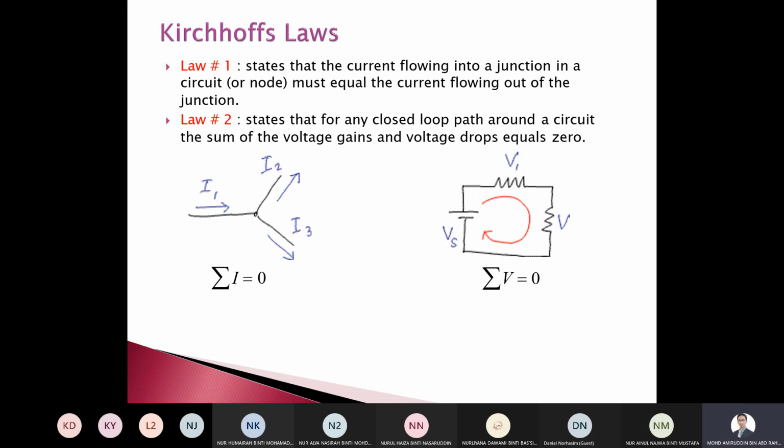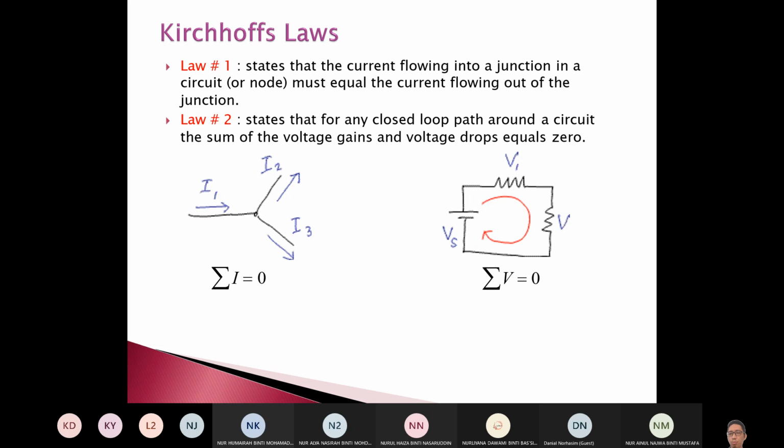Or any question, you can let me know before we start discussing this Kirchhoff law. Okay, if everyone is good, all right.